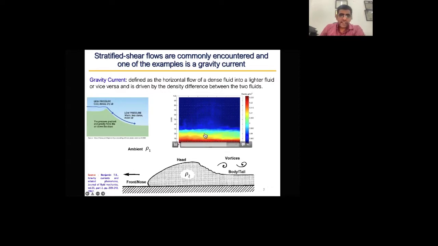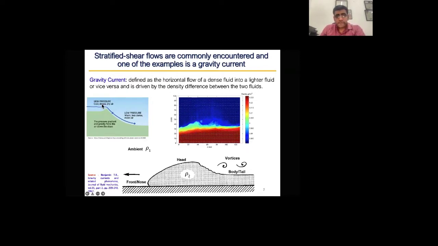Again, you're seeing the same movie here. This configuration is a lock exchange configuration, where you have a denser fluid locked in a compartment, and a lighter fluid on the other side. When you release the lock, this flow traverses, and as you can see, small instabilities kick in and mix the two fluids.